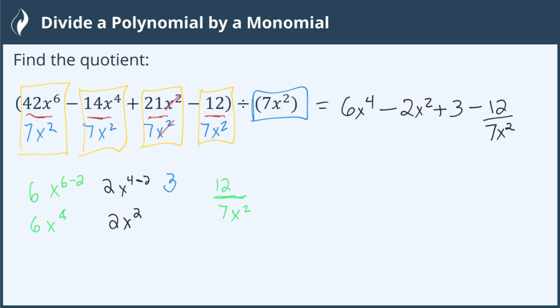We can divide each term individually and be able to come up with a final answer that we put together like this.